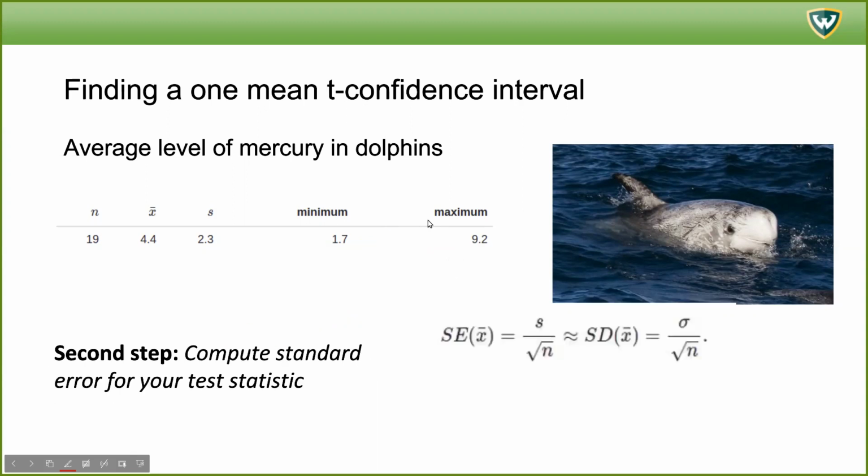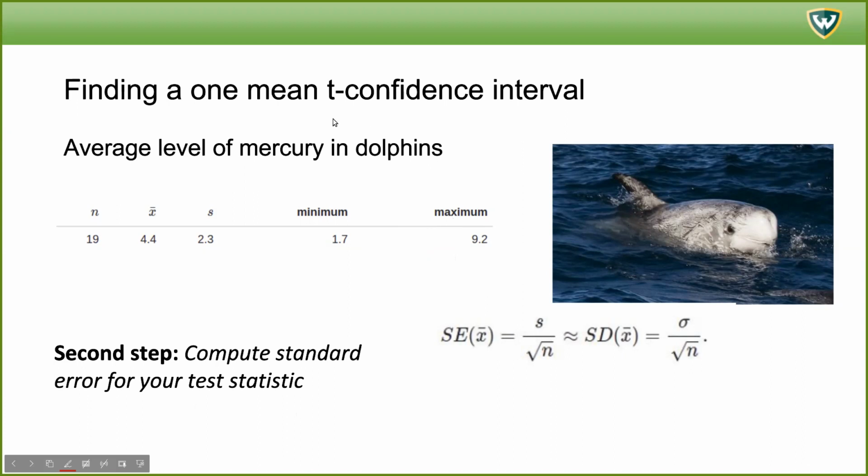So what is the next step? Well, next we need to compute a standard error for the test statistic. We're using the sample standard deviation as an estimate for the population, divided by the square root of the sample size.